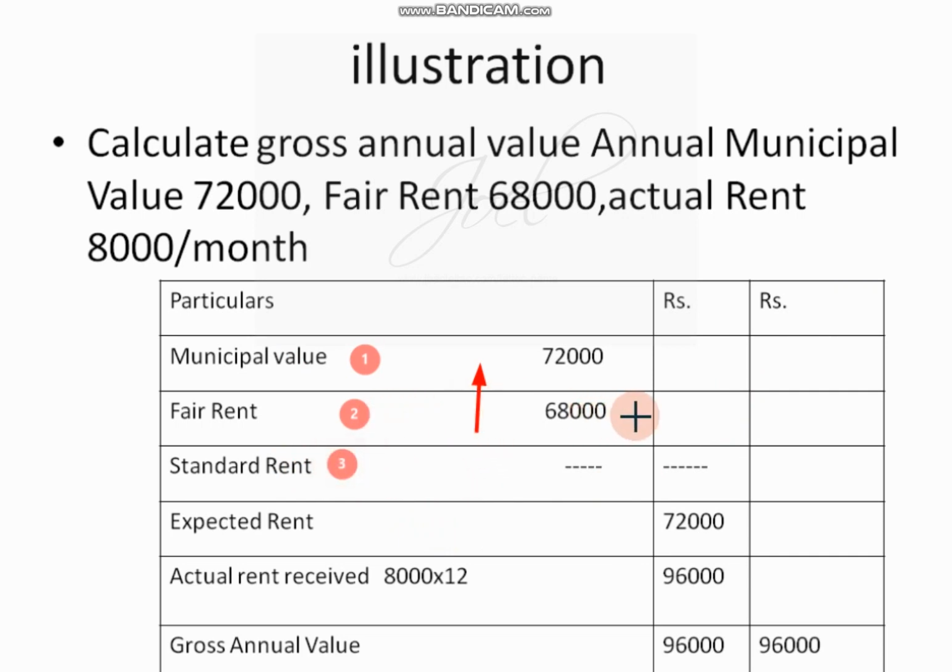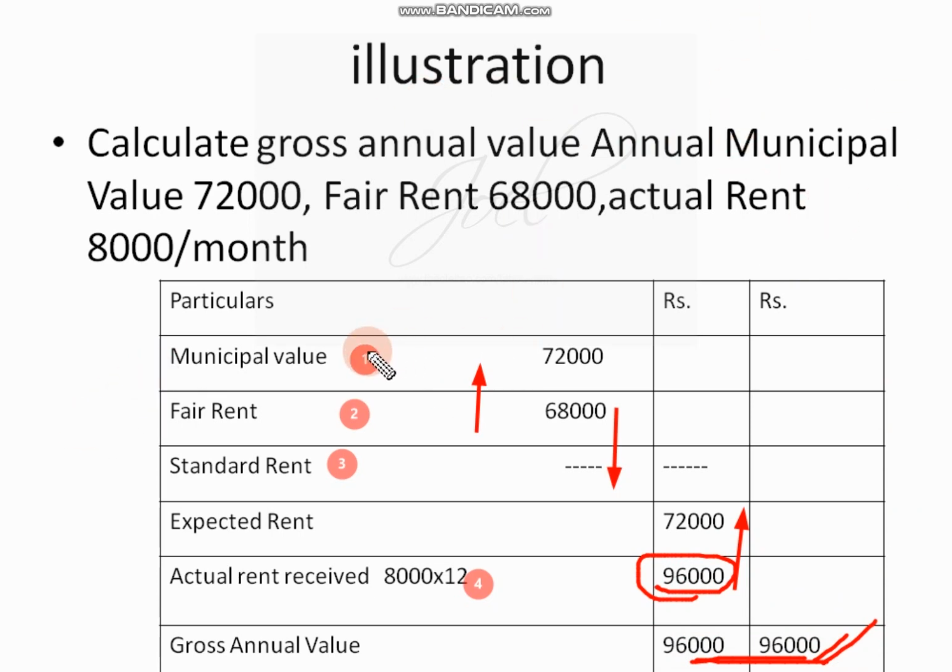Out of this one amount you will get, so this amount we have to compare, and the lowest I have to find out. One more amount, that amount itself is known as expected rent. So expected rent and one more thing I told, that is actual rent. Actual rent and expected rent, whichever is highest I have to consider. In this particular case, the highest amount is 96,000. So 96,000 is my final answer. My gross annual value is 96,000 in this example.